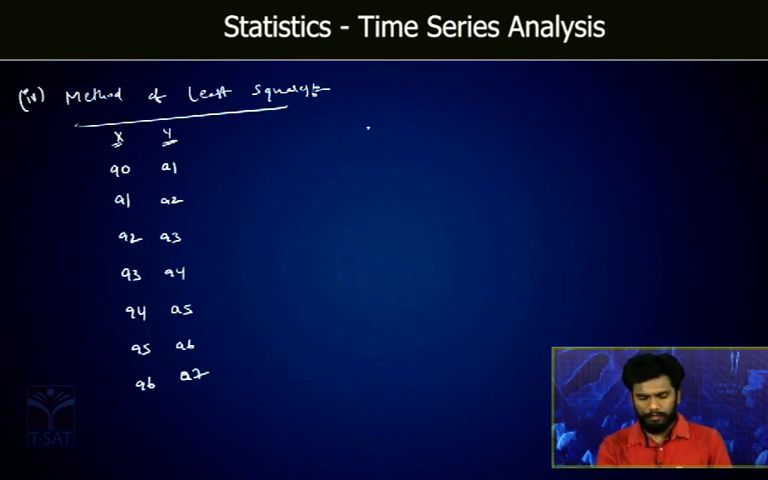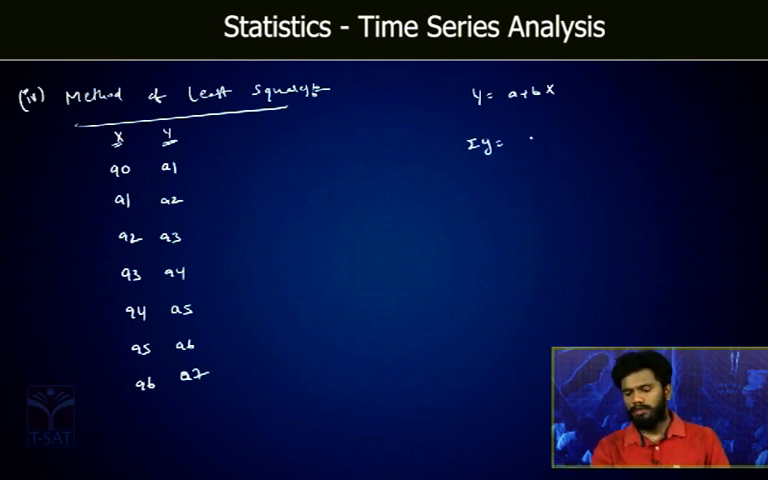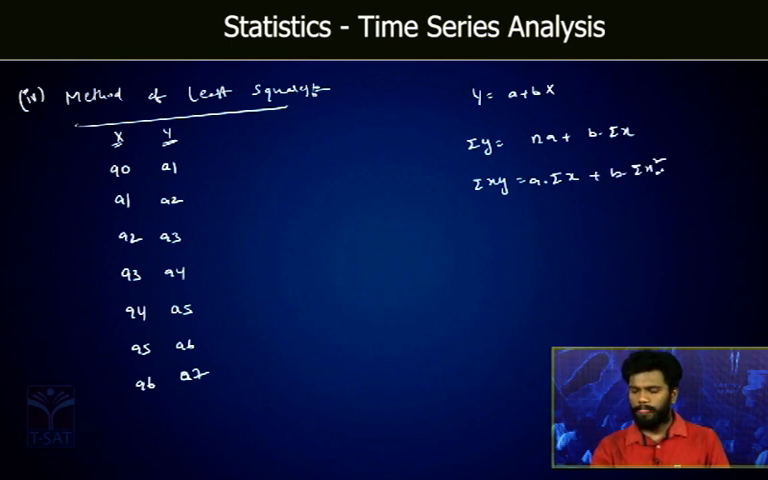Let us recollect the normal equations which we have discussed in the regression topic. If the fitted line is y is equal to a plus bx, in order to find the constants a and b, we have the normal equations based on the principle of least squares. Those are summation y is equal to n into a plus b into summation x, and summation xy is equal to a into summation x plus b into summation x square. These are the two normal equations which we have discussed in the regression topic. Now using the same normal equations we have to fit a line for this data in the method of least squares.